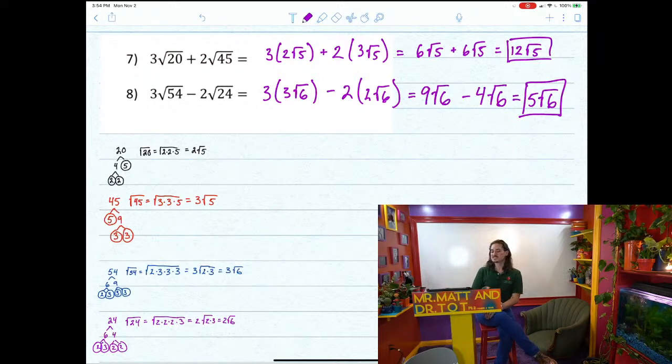But the answer to number 7 was 12 root 5. The answer to number 8 was 5 root 6. And if you have any questions, then please let me know.